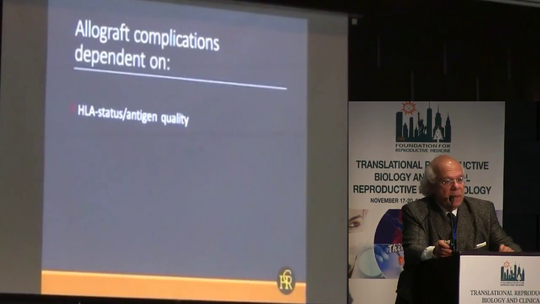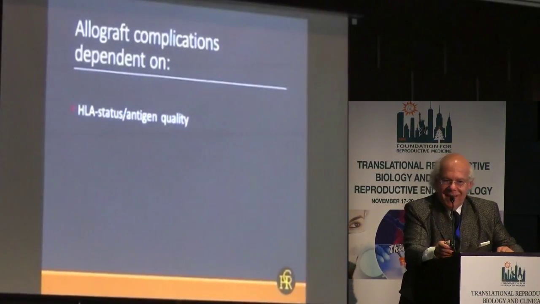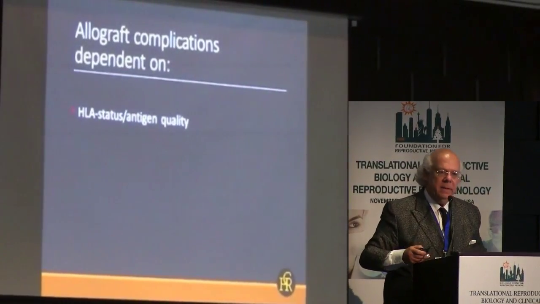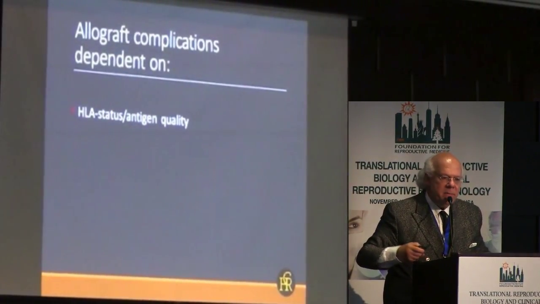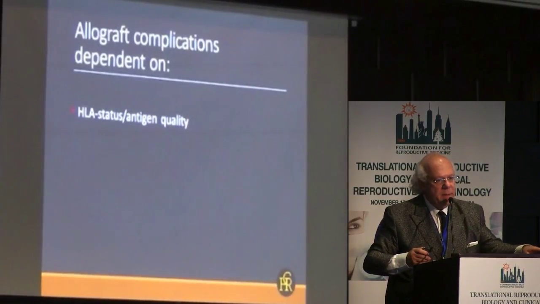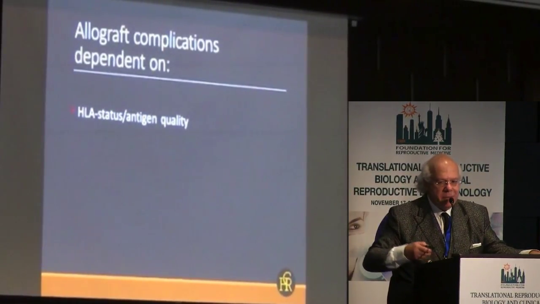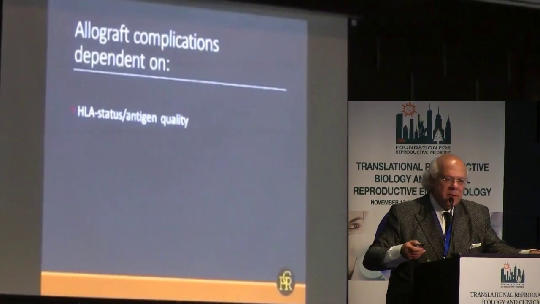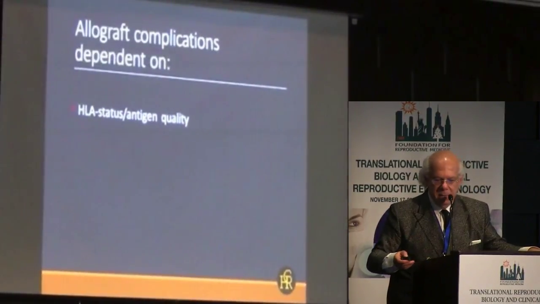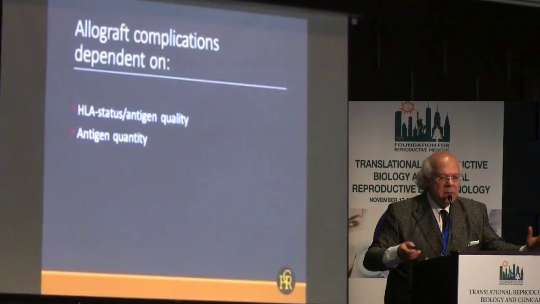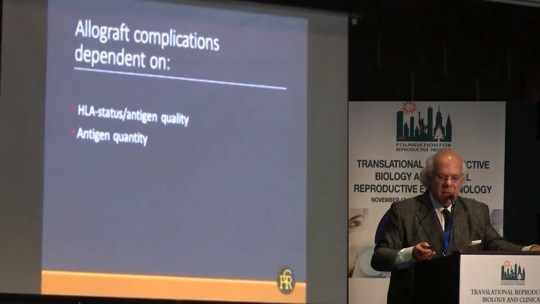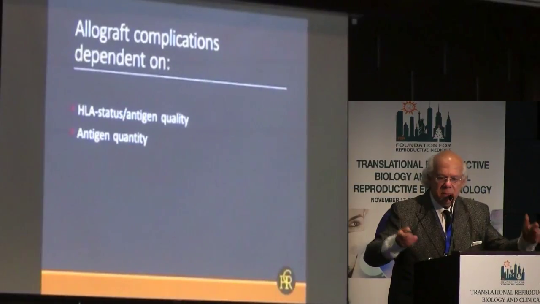The same can be said about the antigen quality. For example, there's data in the literature that a male implant is much more antigenic than a female implant. So if a woman carries a boy, the risk that her immune system will respond against the pregnancy is significantly higher than carrying a female. The quantity, I think, is obvious. I talked about it. As the fetus grows, as the pregnancy grows, the antigen volume increases exponentially.